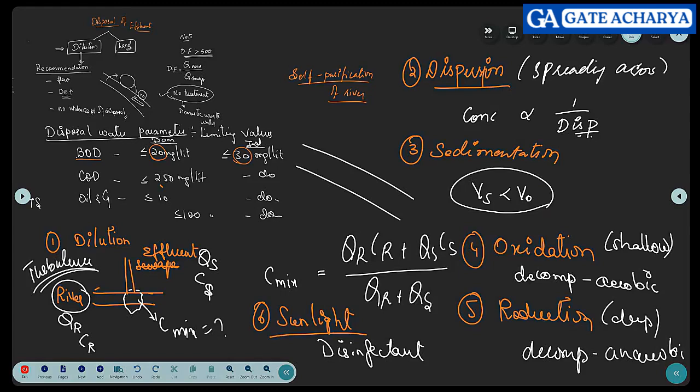Okay. Take a question. A chrome plating industry disposes partially treated water into a freshwater body whose discharge is 1.5 meter cube per second, with a chromium concentration of 0.005 milligram per liter.